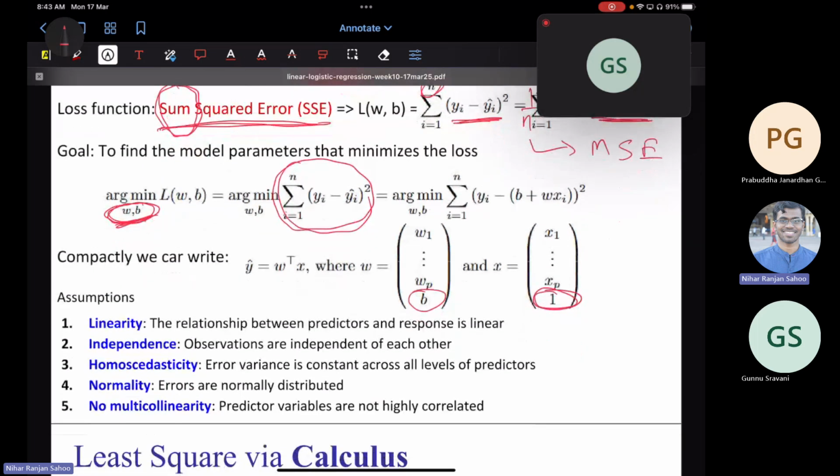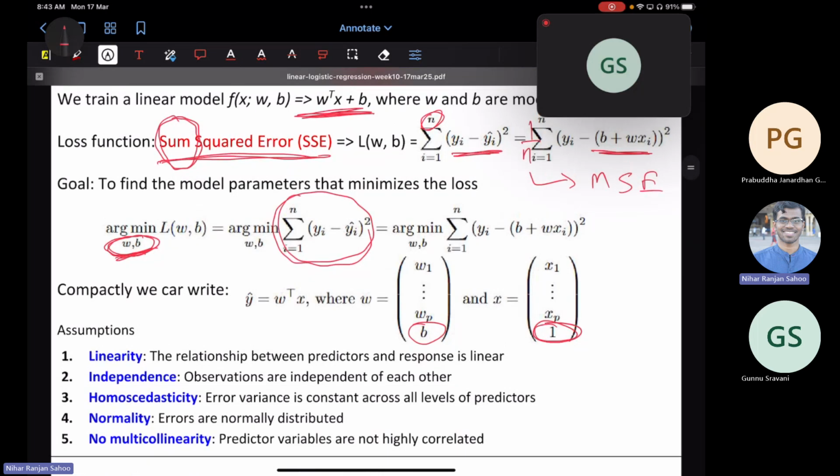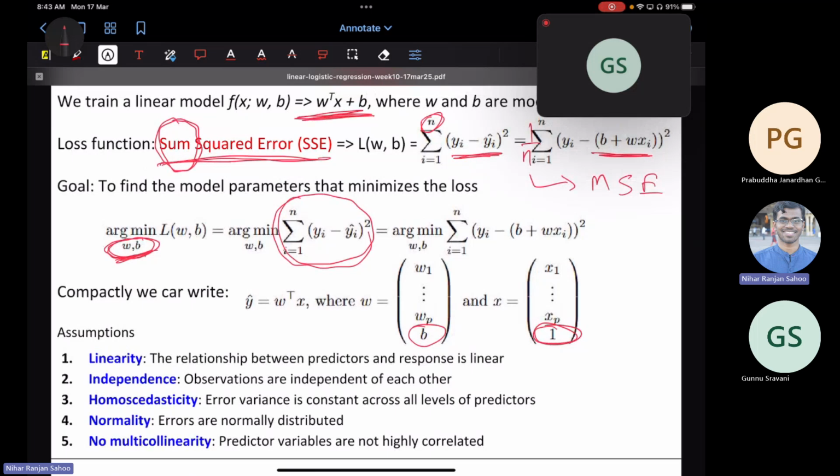There are a few assumptions in linear regression, and all these 5 points we'll discuss again towards the end of this class. These are assumptions, and these are the limitations also. The first assumption is that it assumes linearity between x and y.